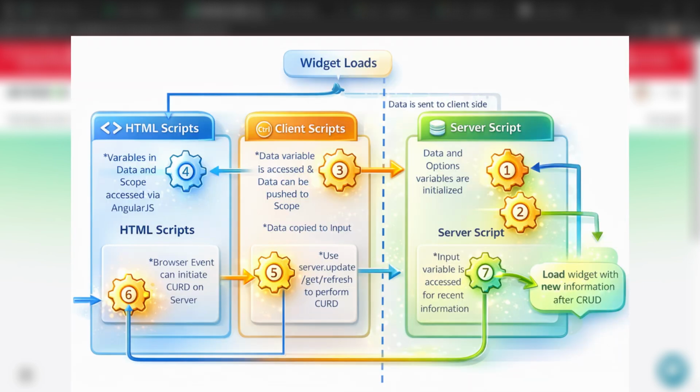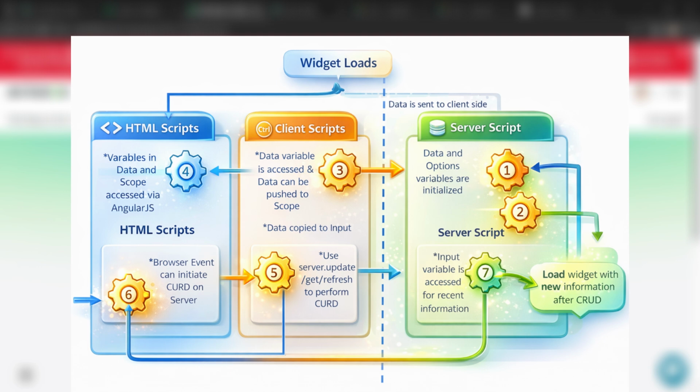What is a widget? Widgets are reusable components that display data or functionality on a portal page. Each widget contains three major layers: HTML template, which is the UI layout; client script, which contains the AngularJS logic in the browser; and server script, which has the ServiceNow code that fetches the data. These three layers work together to create a dynamic portal experience.